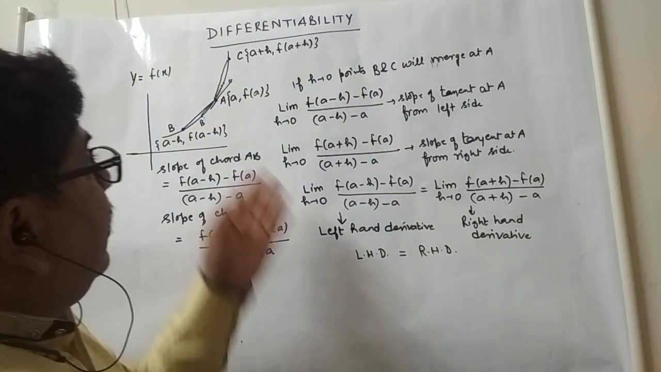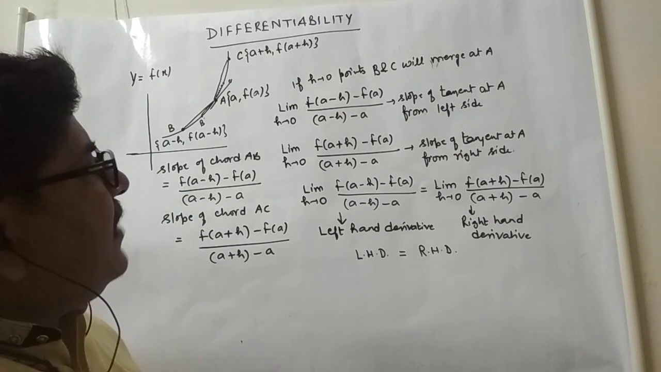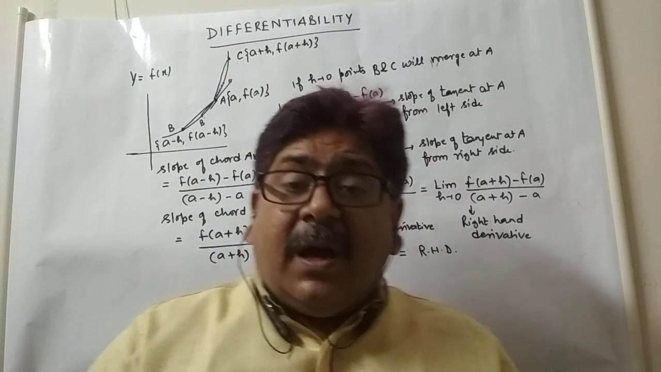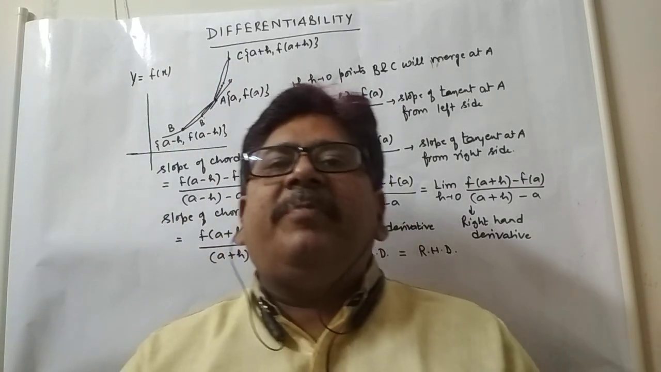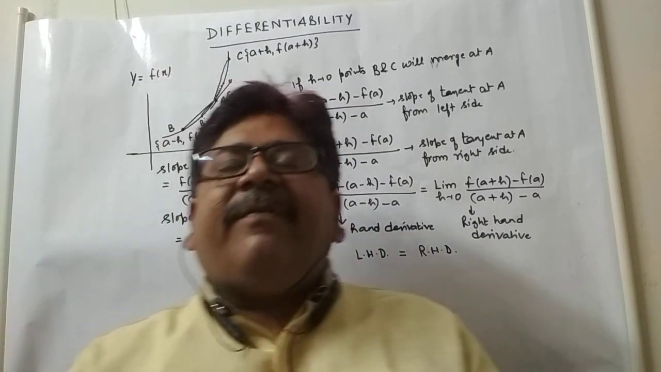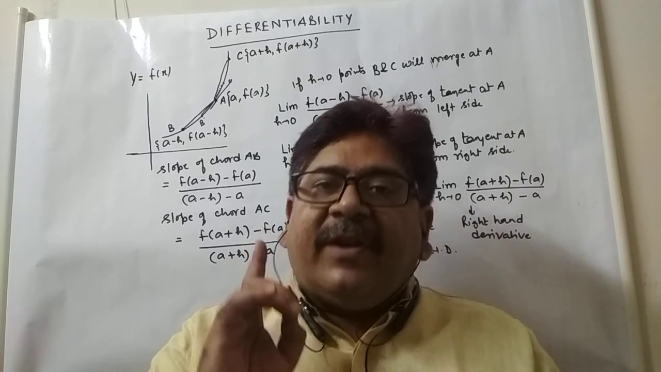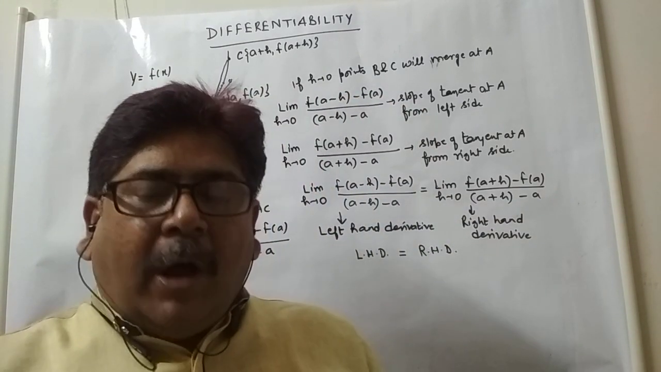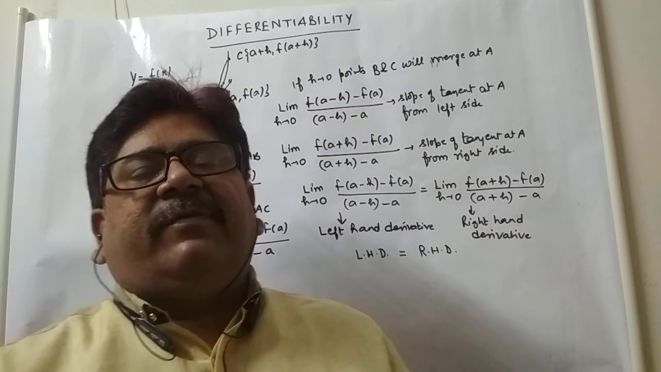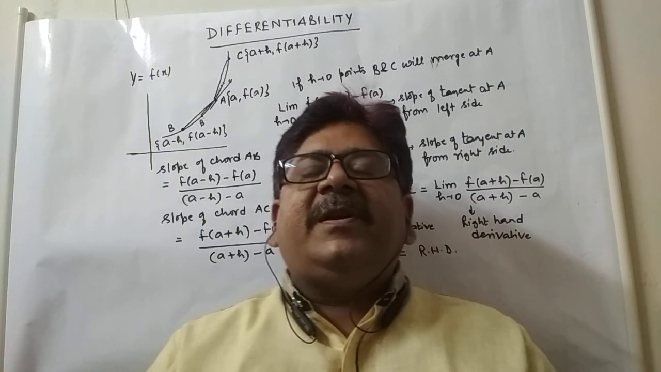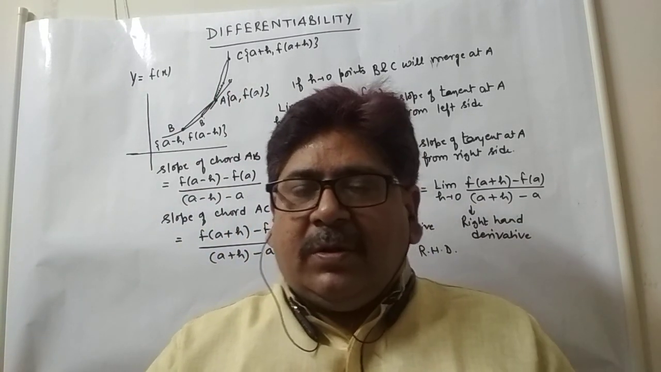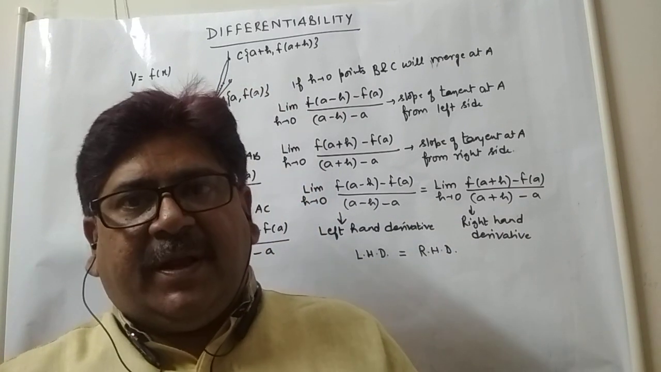Now, if the slope of tangent from left side and right side at any particular point on a curve y is equal to f(x) are equal, it means that point could be studied separately. Hence, we say that if a function is differentiable at all the points, then the graph of that function should be a smooth curve. Then only each and every point could be separated and studied separately. Okay, so this was my discussion on differentiability.